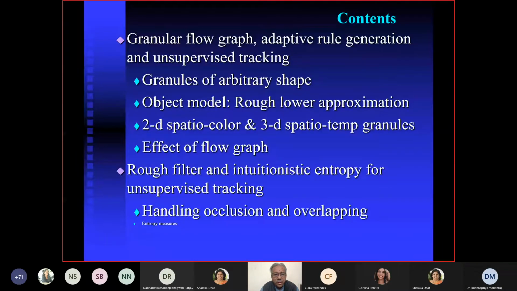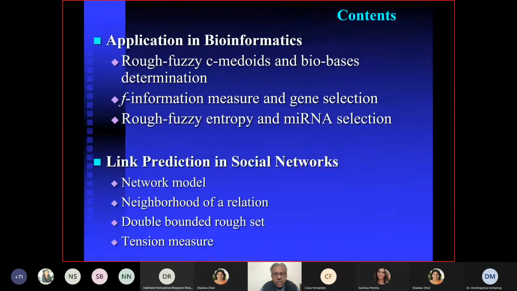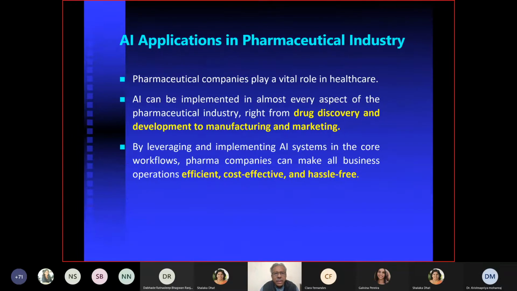Now, before that, if you remember, last time you asked a question: how can they be really relevant to the pharmaceutical industry, right? So let me make some points clear. In the pharmaceutical industry, right from drug discovery and development to manufacturing and marketing, in all facets, all aspects, AI can be implemented. Keep it in mind still.